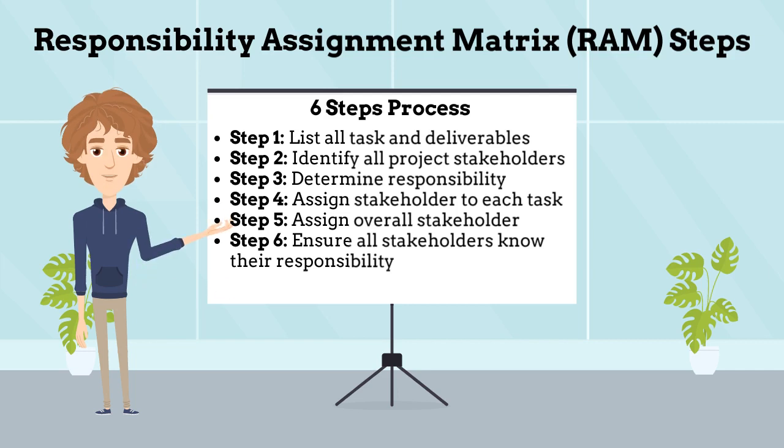There are 6 steps in the development of a responsibility assignment matrix. These steps are: Step 1. List all project tasks and deliverables. Step 2. Identify all project stakeholders. Step 3. Determine responsibility and accountability level for each task and deliverable. Step 4. Assign a stakeholder to each task. Step 5. Assign overall stakeholder. Step 6. Ensure all stakeholders know their responsibility.